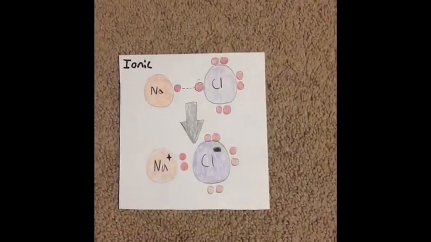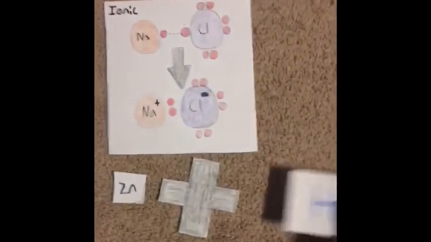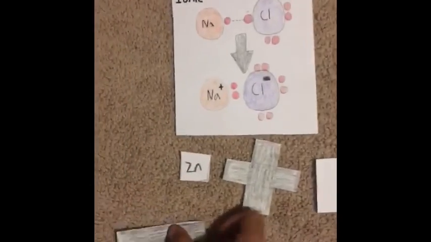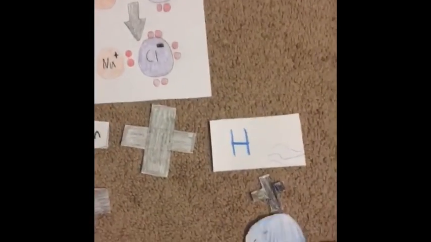Atoms bond together in order to achieve a lower energy state and to become stable. Ionic bonding involves the transfer of electrons between atoms to form ions. Ionic bonds are usually formed between metals and nonmetals. The metals lose electrons and the nonmetals gain electrons. Ionic bonds tend to be very strong, and the compounds formed are neutral.